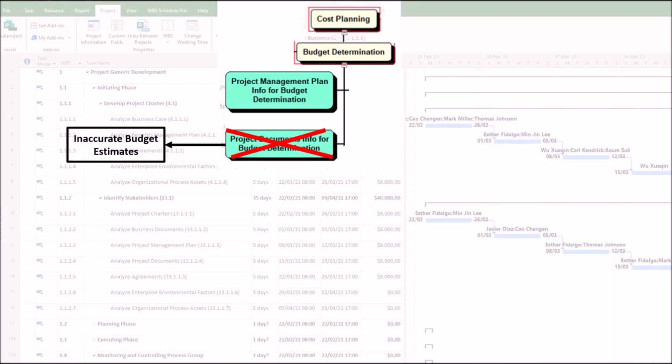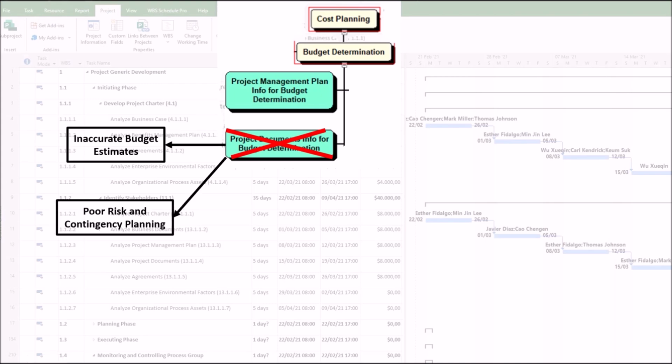1. Inaccurate budget estimates. Flawed or incomplete cost estimates, basis of estimates, or resource requirements can result in, first, underestimation of costs, leading to budget shortfalls and the need for emergency funding. Second, overestimation of costs, leading to unnecessary fund allocation, reducing ROI. For example, the lack of material cost escalations in contracts leads to unexpected expenses.